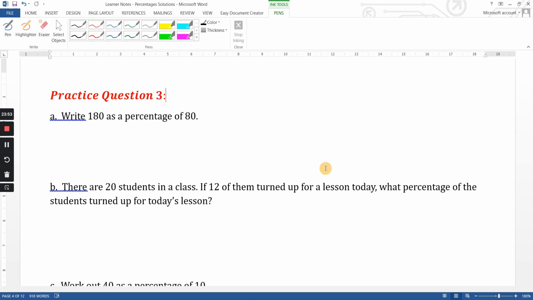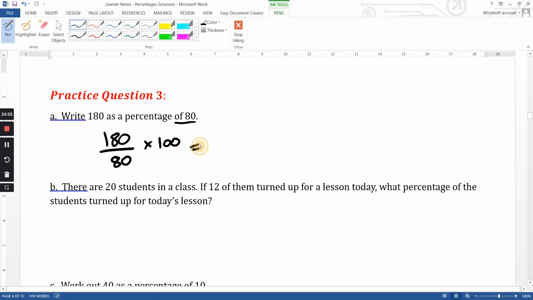So part A, write 180 as a percentage of 80. Ooh, just be careful, which way round it goes. So you want 180 as a percentage of 80. So it's out of 80. So it's going to be this way round as your fraction. If you did it the other way round, it will be wrong. So just be careful. It's not always the case where you've got the smaller number at the top and the bigger number at the bottom. Always look what it's out of. This is your big clue right here to tell you what your denominator is. So in this case 80 is at the bottom.